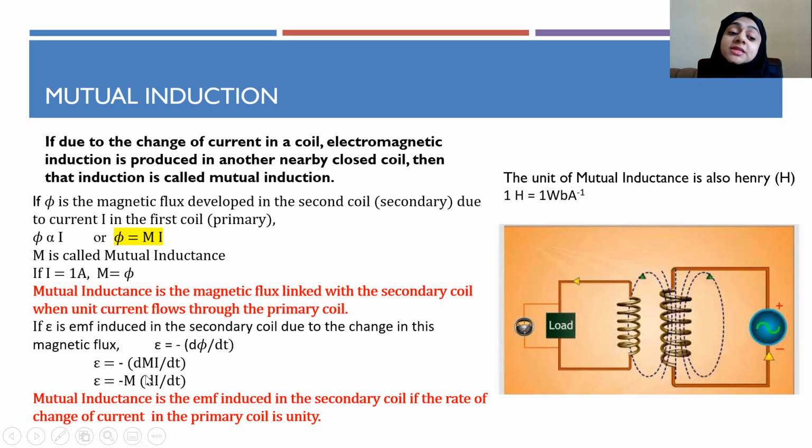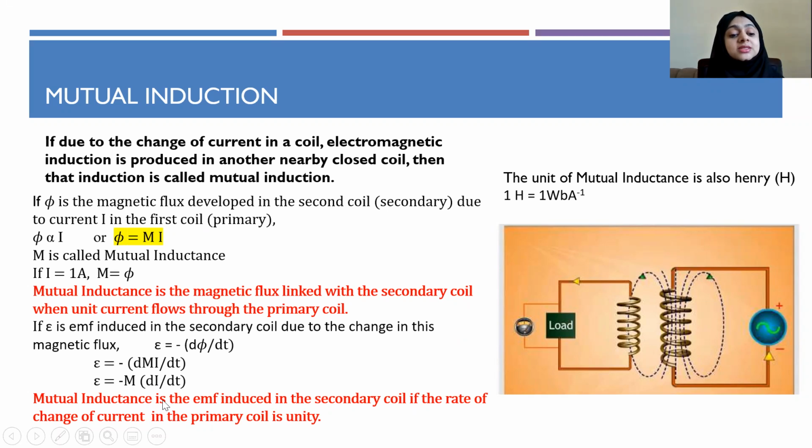Di by dt is the rate of change of current in the primary coil because flux is produced in the secondary coil due to the change of current in the primary coil. So EMF produced in the secondary coil is equal to minus M into di by dt. So from this, we can get another definition for mutual inductance. If di by dt is equal to 1, then M will be equal to E, its magnitude.